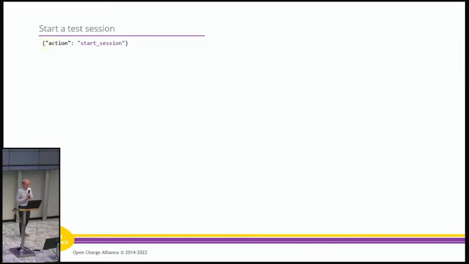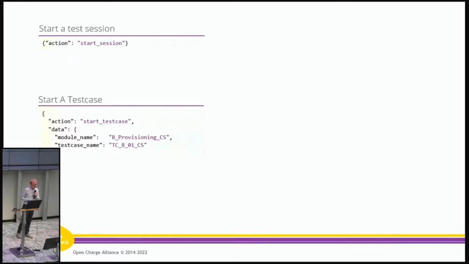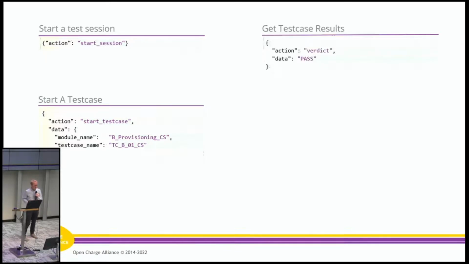So this is not part of the documentation, but this is just to give you an idea. You open this WebSocket connection to the tool, separate from the OCPP connection. And this allows you to start a test session. This allows you to start a specific test case where you mention what module and what test case it is. The tool will eventually send you the result of the test, whether it was a pass or a fail or an inconclusive.